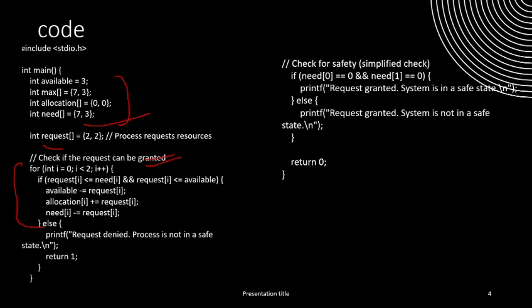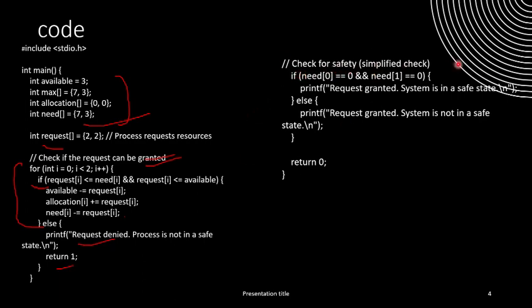From integer i to 2, by applying the for loop, we check if the request at this position is less than or equal to need and the request at this position is less than or equal to available. If so, then do this. If it does not happen, then just print request denied, process is not in the safe state, and return 1. Now we are going to the continuation of the code from here.